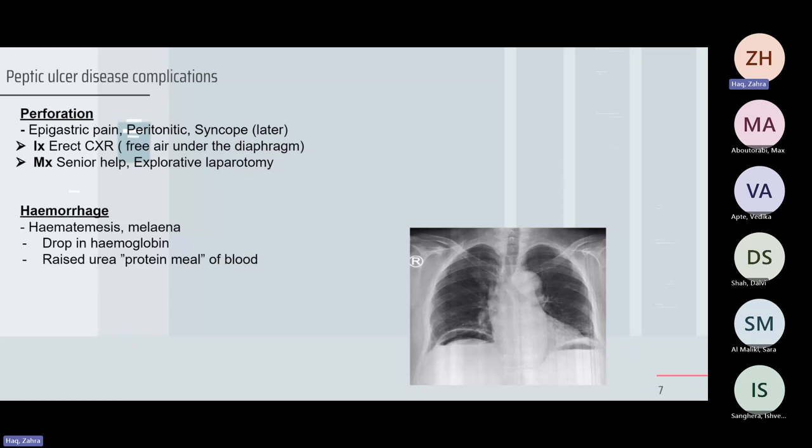Another complication is hemorrhage. So this is basically just the bleeding peptic ulcer. The patient may have hematemesis, which is where the patient is vomiting up blood, or melena, which is the passage of digested blood through the back passage of the patient. As the blood is from the stomach, it gets digested and passes out of the patient in the form of melena instead of just direct blood per rectum. Patients may be anemic, there may be a drop in hemoglobin, and there's also raised urea because of the protein meal or the digesting of the protein from the blood.